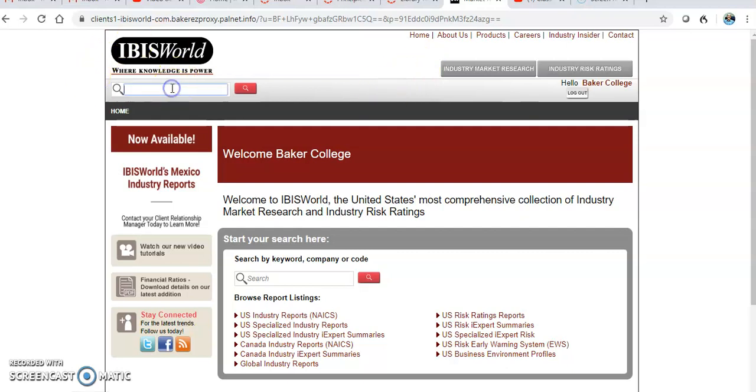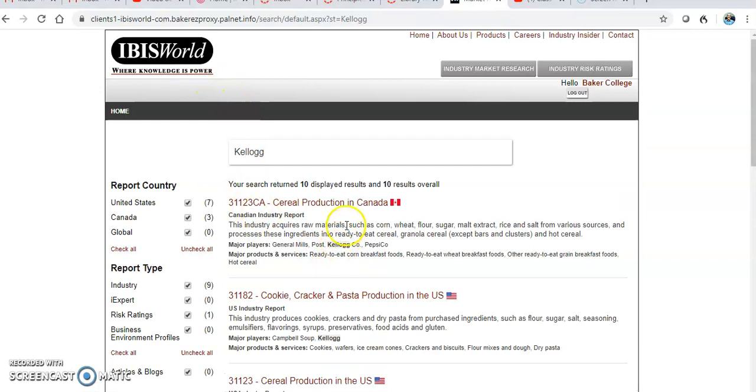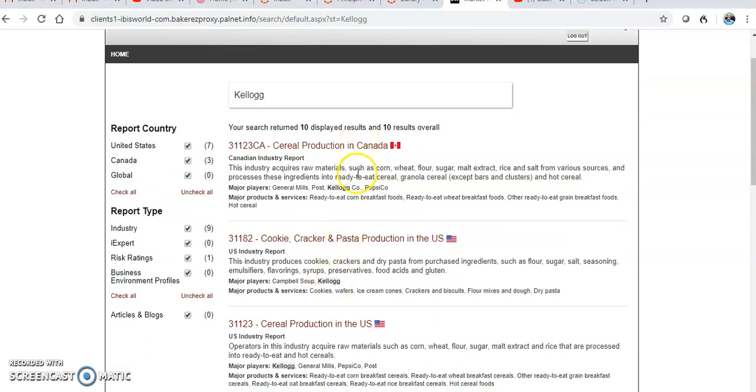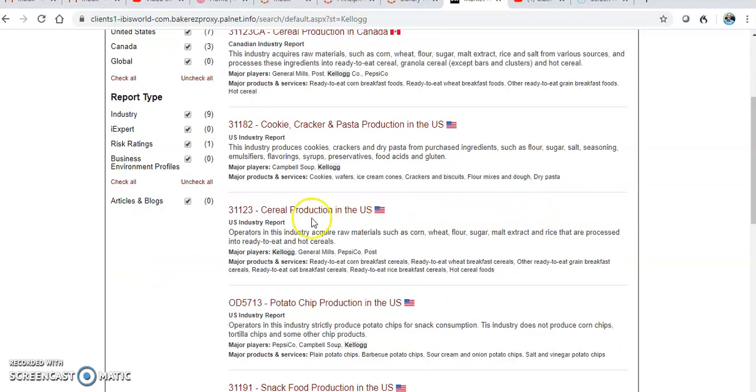IBISWorld. For my examples, I like to use Kellogg's. Okay. First hurdle right away for Kellogg's is what? You can see how I got some matches. I'm going to focus on Kellogg's Corn Flakes. This is one of my standard examples. That's going to be my product. So cereal production in the U.S. That's going to be your first hurdle.